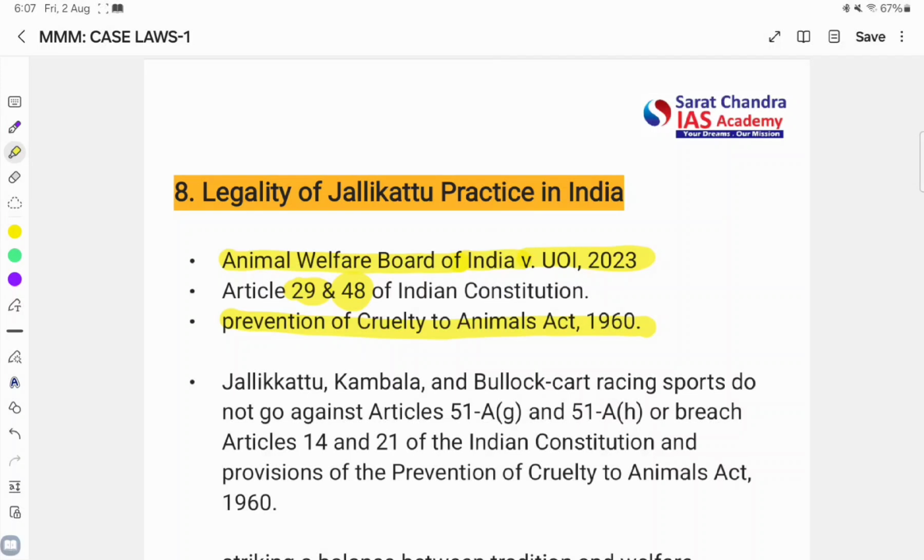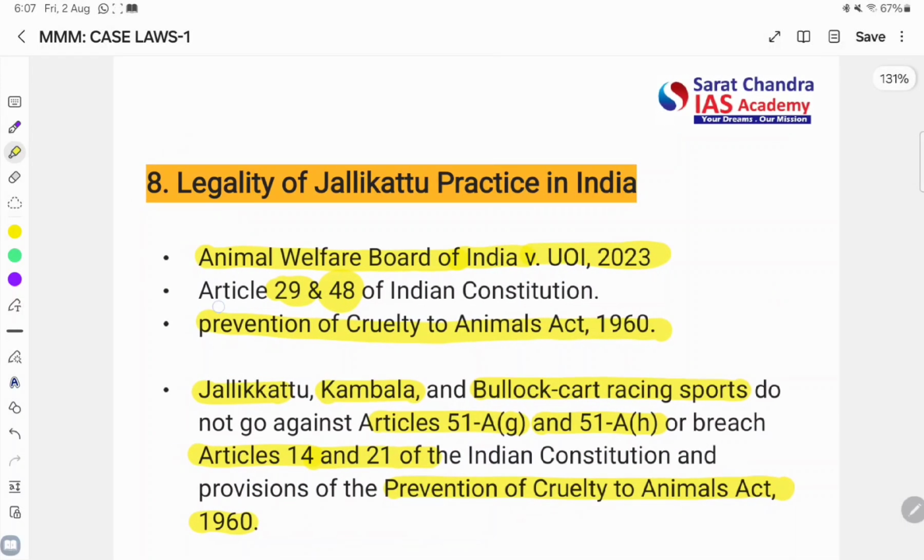Here the Supreme Court said that practices like Jallikattu in Tamil Nadu, Kambala in Karnataka and bullock cart racing sports do not violate Article 51A(g) and Article 51A(h), which relate to the fundamental duties of citizens to protect animals and the environment. They also do not breach Articles 14 and 21 of the Indian Constitution, and do not violate the Prevention of Cruelty to Animals Act, 1960. So it has given an immunity to these kinds of cultural practices.